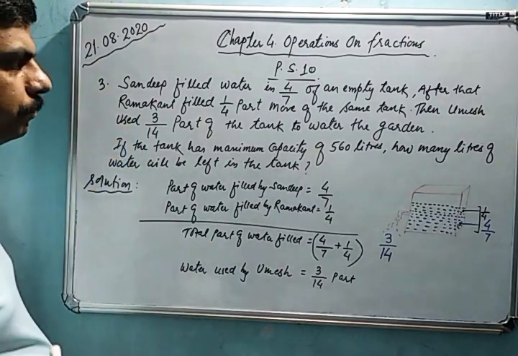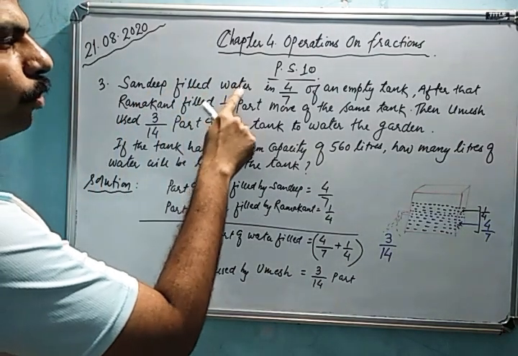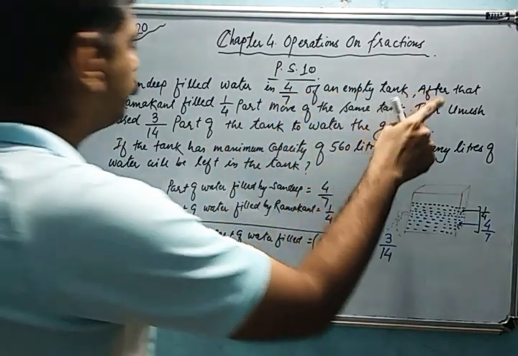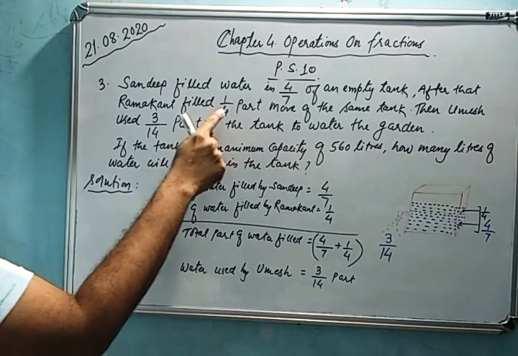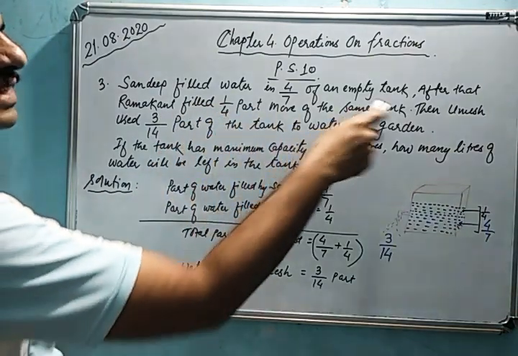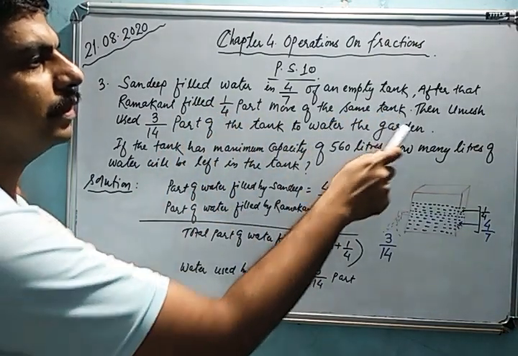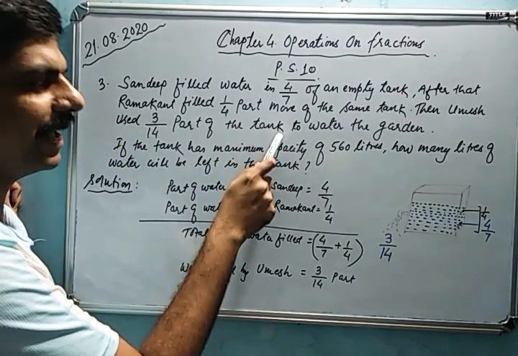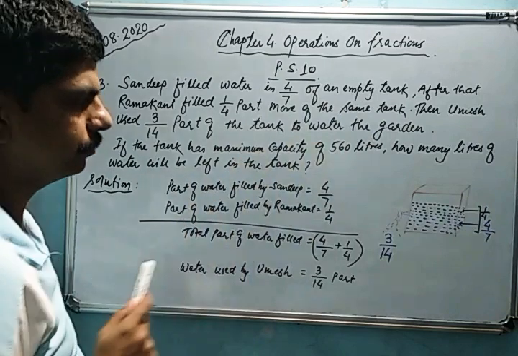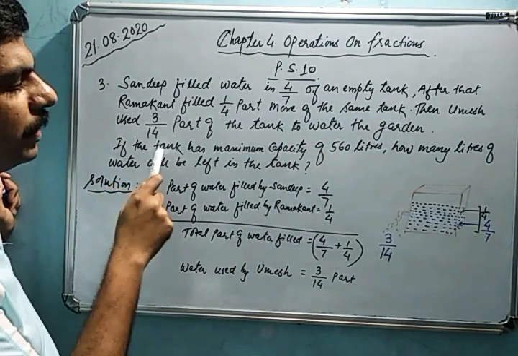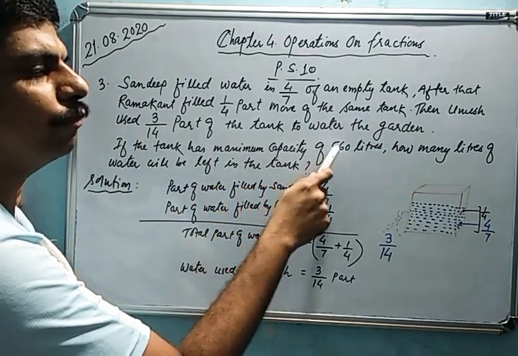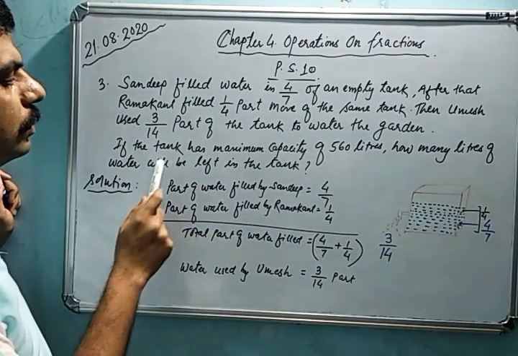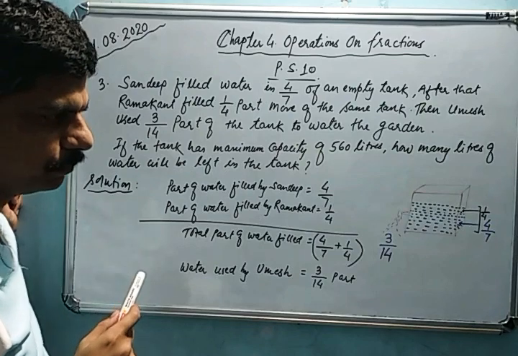Problem number 3. Sandeep filled water in 4/7 of an empty tank. After that, Ramakant filled 1/4 part more of the same tank. Then Umesh used 3/14 part of the tank to water the garden. If the tank has maximum capacity of 560 liters, how many liters of water will be left in the tank?